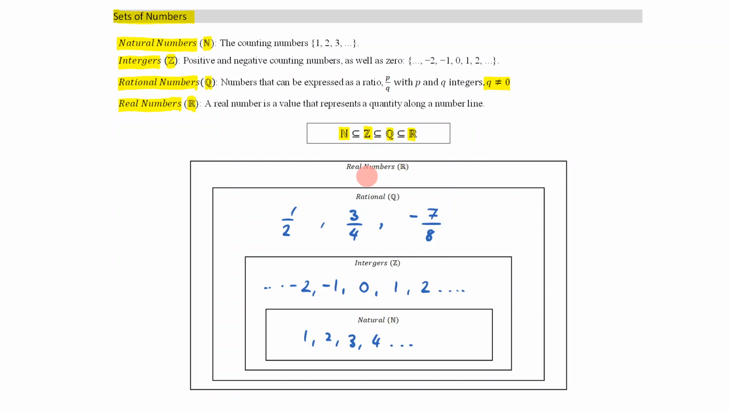And then you've got your real numbers. And these are any numbers. So any number that can be found on a number line. And of course, it consists of everything below. So what you really just need to appreciate here is that each of them are a subset of each other. So natural numbers are included in the integers, they're all included in the rational numbers, and then all of them are a part of the real numbers. So these are the sets of numbers that you need to be familiar with.